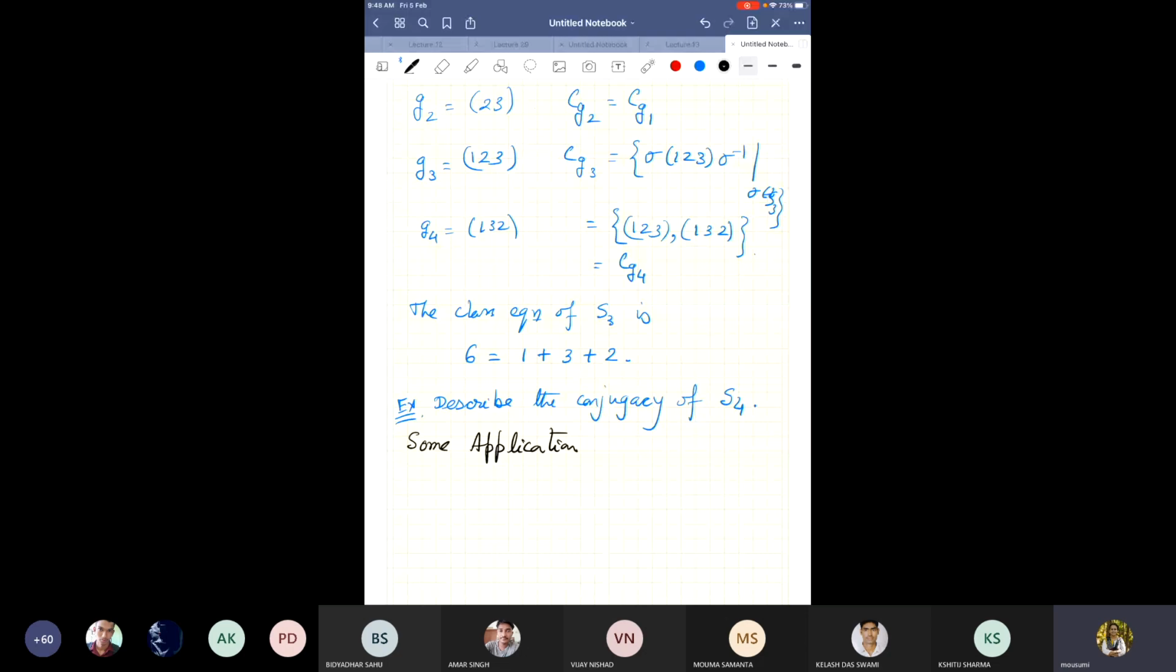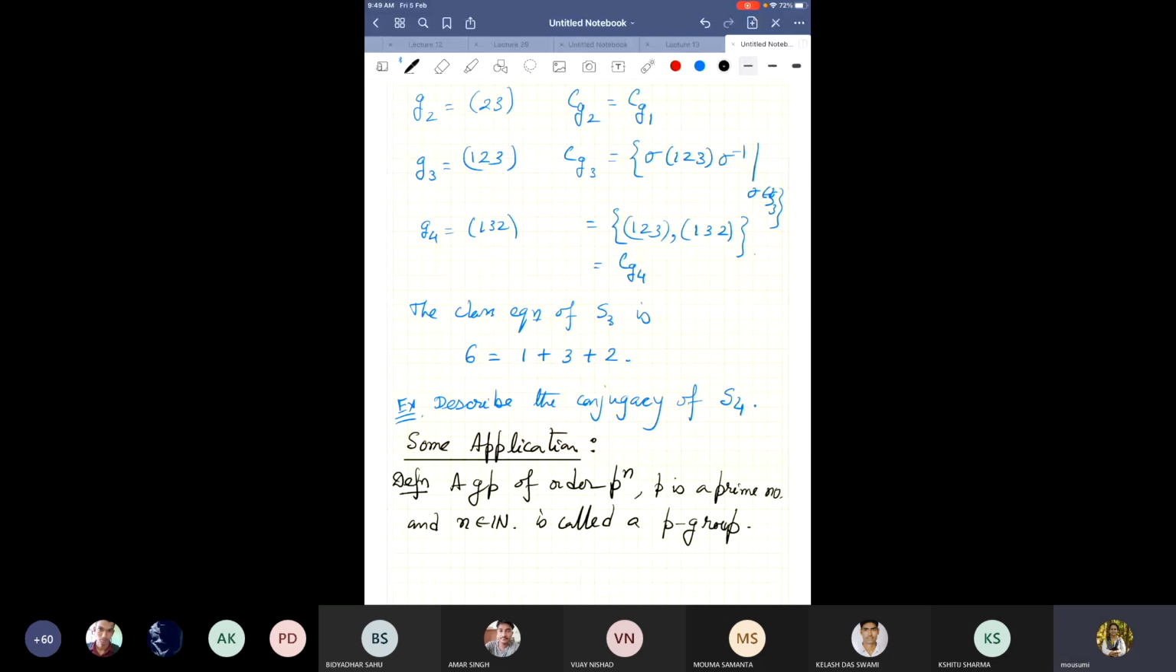So, some applications. Before giving you the application, let me define one thing. A group of order p to the power n, where p is a prime number and n is a natural number, is called a p group. So a group of order p to the power n is called a p group. Now, using this class equation, we will derive some nice properties of the p group.